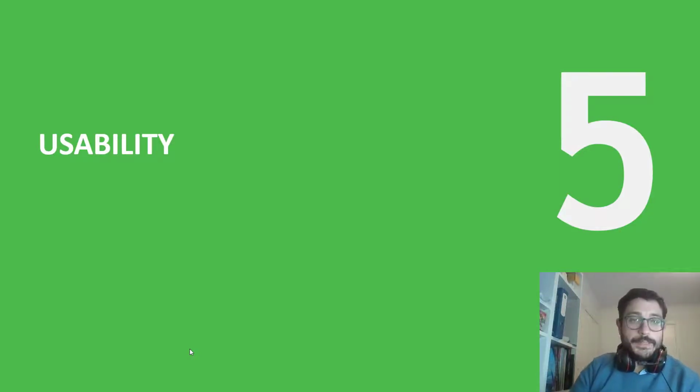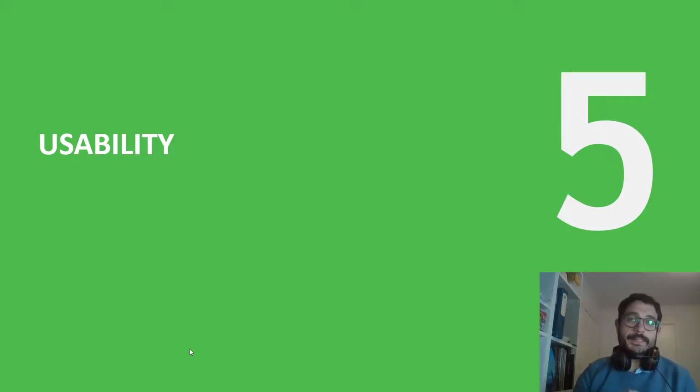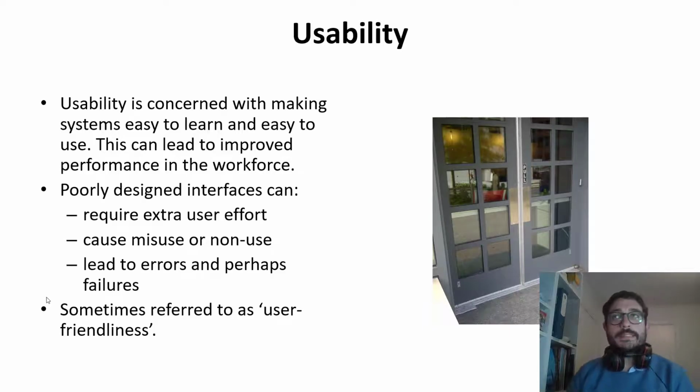Okay, let's talk about usability now. So what is usability? Usability is the capacity for a user to actually make use of whatever it is that you created. Let's have a look, for example. Imagine a door. This is the simplest thing. How do you know whether or not you have to push or you have to pull?